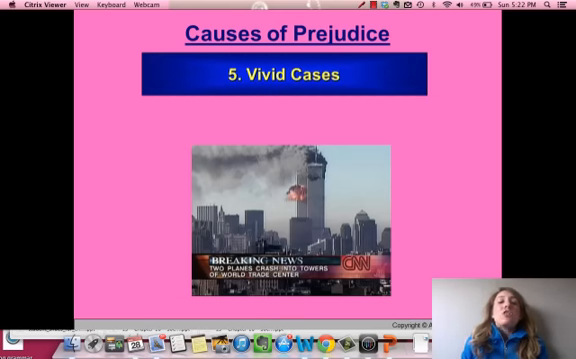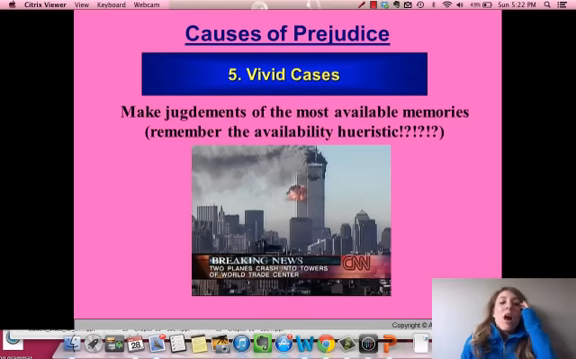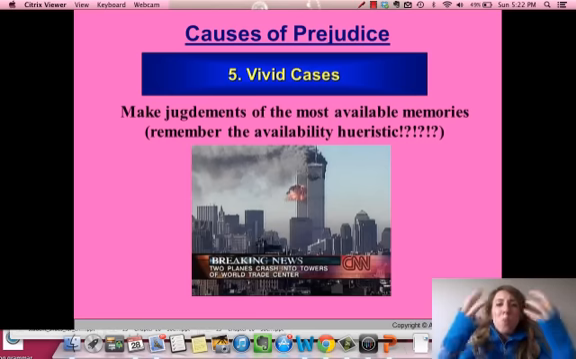Vivid cases, right? So vivid cases are like 9/11. You make judgments of the most available memories. So this is the availability heuristic, right? It's the idea that a lot of times that vivid case comes to mind, and if we had some really bad experience with one race or one ethnicity or one religion or one whatever, you remember it and you can't let it go, right? And you judge them for the rest of their life based on that.